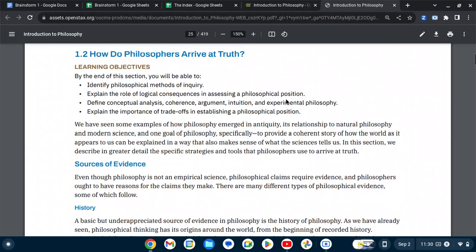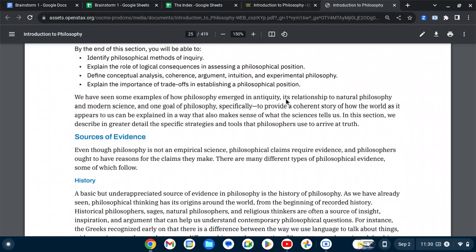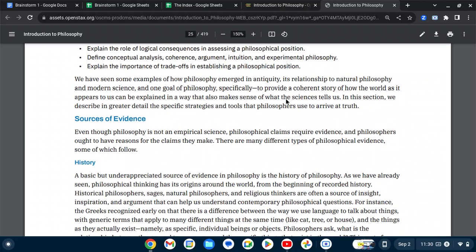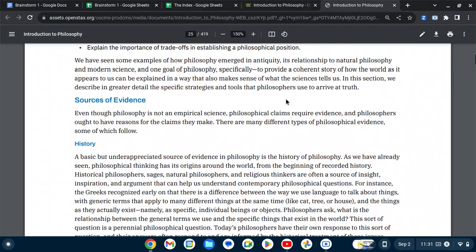1.2. How do philosophers arrive at truth? Learning objectives. By the end of this section, you will be able to identify philosophical methods of inquiry, explain the role of logical consequences in assessing a philosophical position, define conceptual analysis, coherence, argument, intuition, and experimental philosophy. Explain the importance of trade offs in establishing a philosophical position.